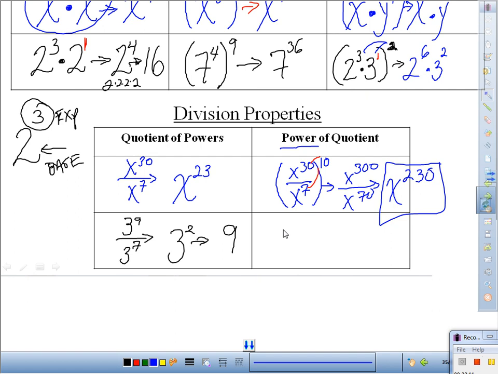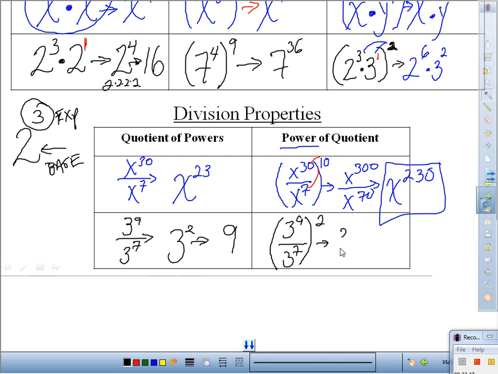Here we go. Parentheses, 3 to the 9th over 3 to the 7th, and raise that to whatever power you want. My goodness. I'm going to raise that to the 2nd power.